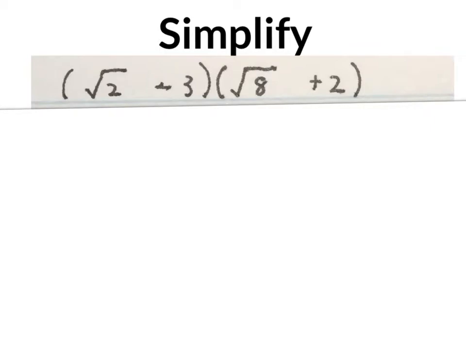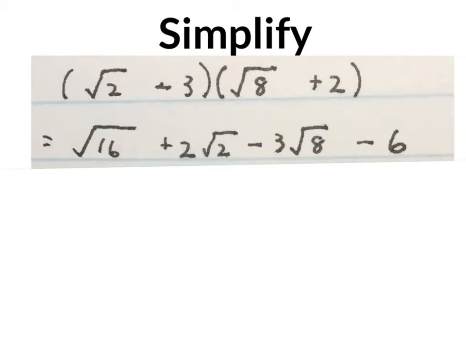So here is our first problem. They say that we must simplify this. So we will times this with this, this with that, this with this, and this with that, with the FOIL technique. Here now is about one technique. You can take the square root of 2 times the square root of 8, which gives me the square root of 16. The square root of 2 times 2 will give me plus 2 square root 2.